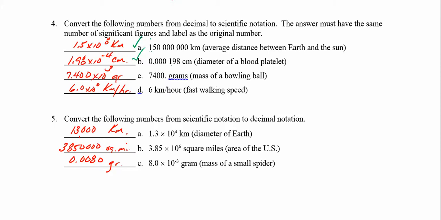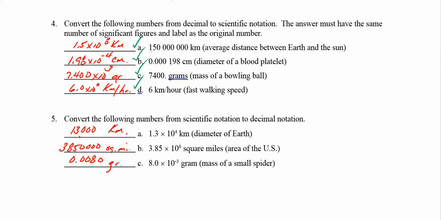Next one, we've got 7,400 grams. There is a decimal after the 7,400. So I'll have to take that into account with significant figures. I'm going to move the decimal place over 1, 2, 3 places to the left. That's 7.400 times 10 to the third for C. The next one, D, we have 6 kilometers per hour. This is a fast walking speed. A lot of people would just leave it like that. I think I'd prefer, though, if it's asking me for scientific notation, to say 6.0 times 10 to the 0. Anything to the 0 power is 1. So that makes it a little bit more scientific notation than just writing 6 kilometers per hour. So that's my answer for D.